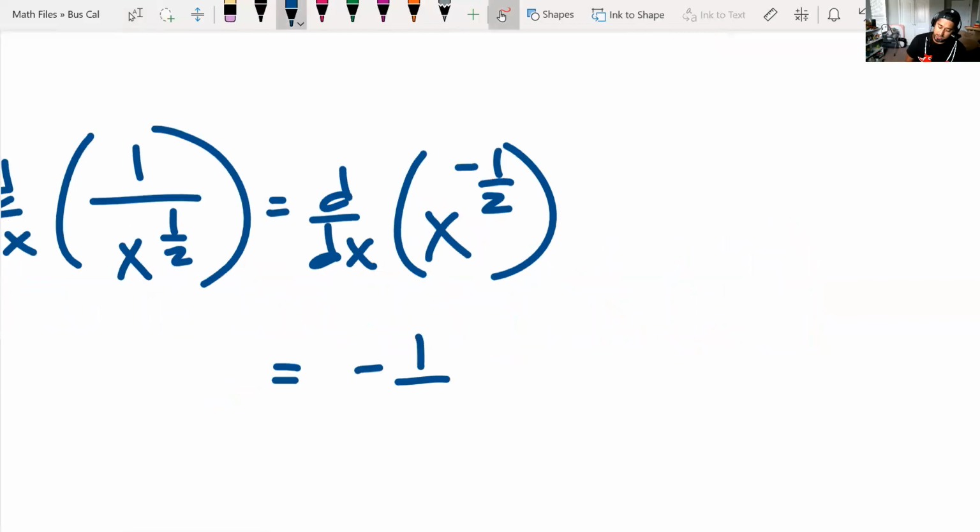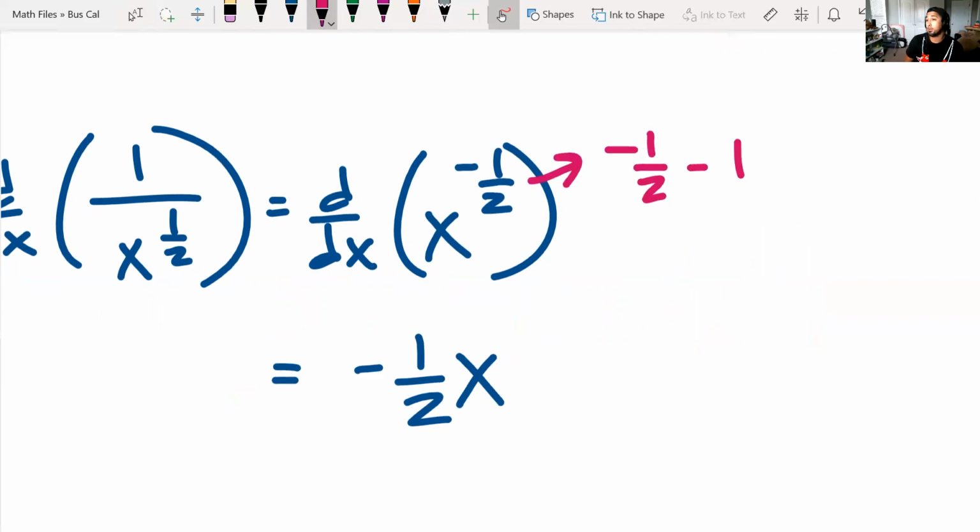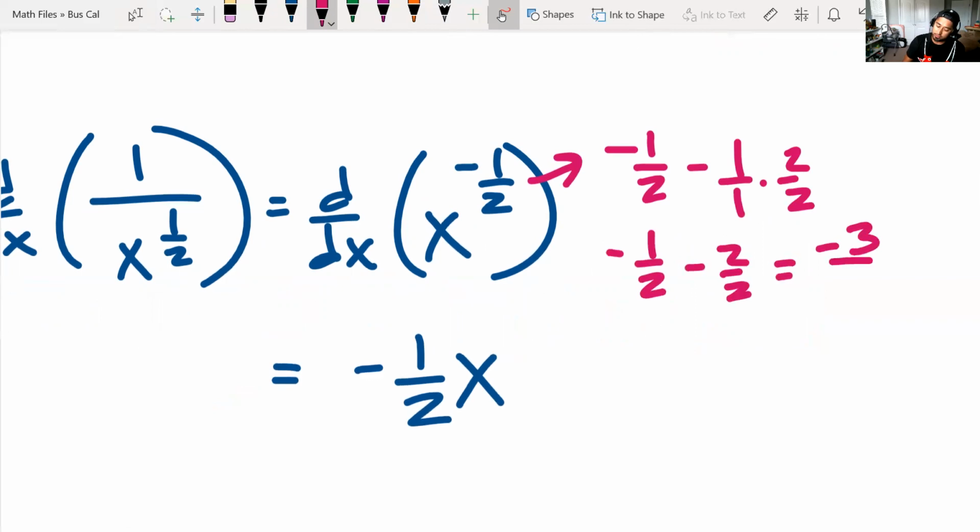So that negative 1/2 will come down. The x will be there. And once again, you have negative 1/2 minus 1. Put 1 over 1, make that 2 over 2. That'll give you negative 1/2 minus 2 over 2, which gives us negative 3/2. And that's the exponent that goes right there.